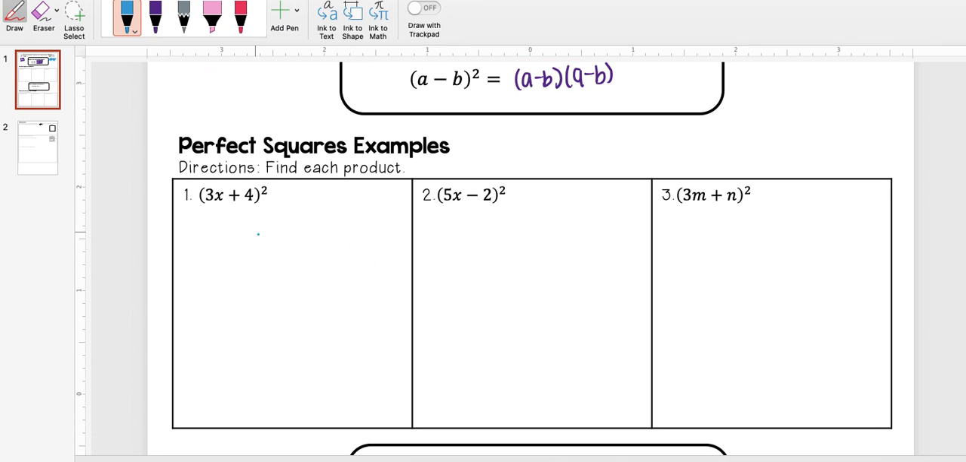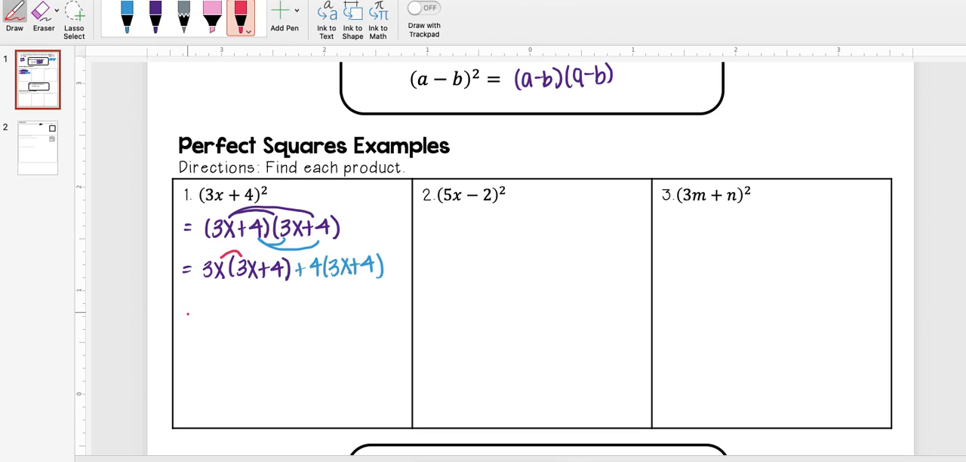So looking at this first example, I have 3x plus 4 quantity squared. So I know that's really just 3x plus 4 times itself. And so doing what we learned last time, I'm going to do my double distribution. So I'm going to distribute the 3x to the 3x plus 4 first. And then the 4. And then now I'm going to distribute this.